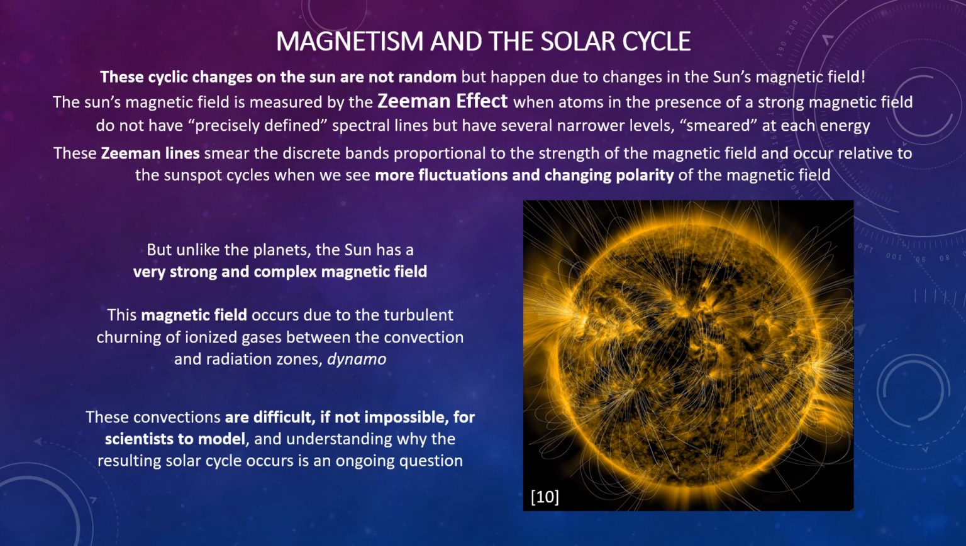These convections are difficult, if not impossible, for scientists to model, and so understanding why these solar cycles occur exactly is an ongoing question. We can kind of map out the regularity, but coming up with a theory that explains all of our observations is still quite difficult, for the exact ways in which plasma interacts with the magnetic field and these convection layers and radiative zones interact. It's very complex and computationally intensive.